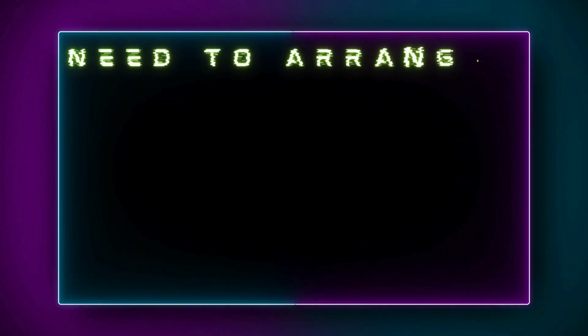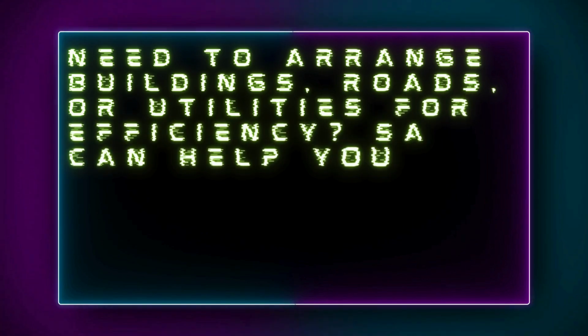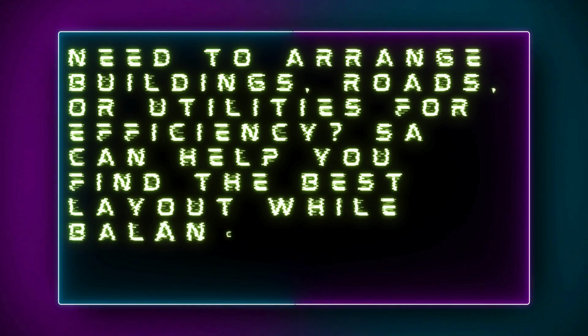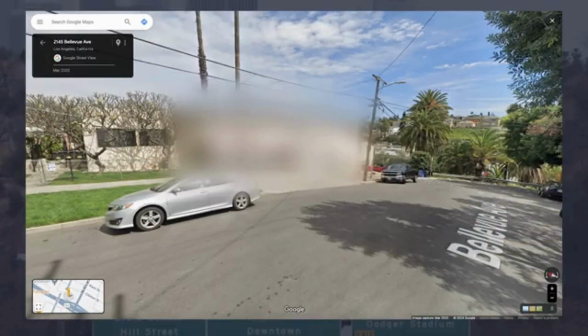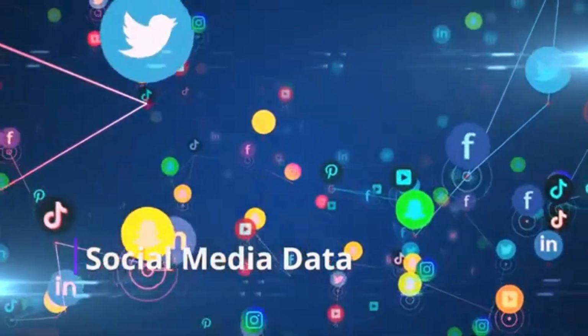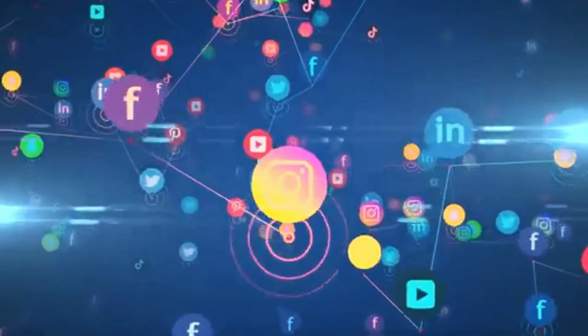Need to arrange buildings, roads, or utilities for efficiency? SA can help you find the best layout while balancing aesthetics and functionality. How would it go about doing that, basically? So it would do that by a very simple aspect, right? So we set up an AI and tell it that we need to design a housing area, a commercial area, a government office area, and we also need to design the roads, making the ingress and egress of traffic more effective, and the road lanes more effective in reaching important areas from one area to the other.